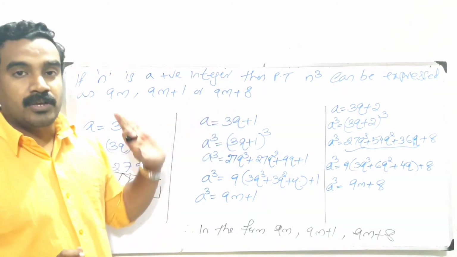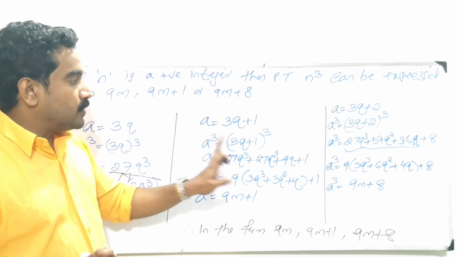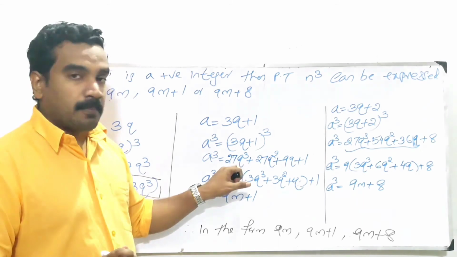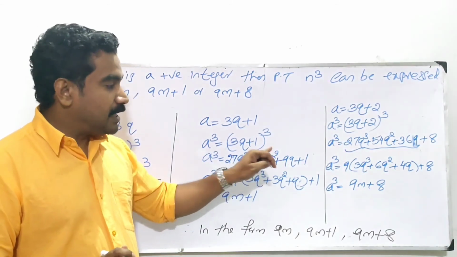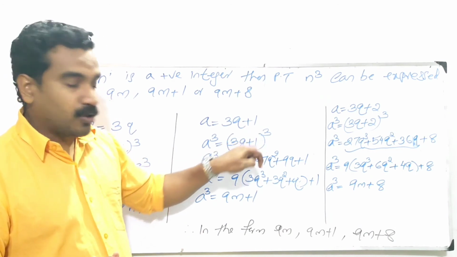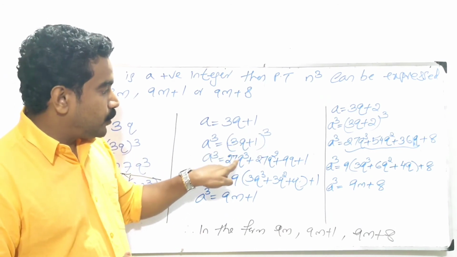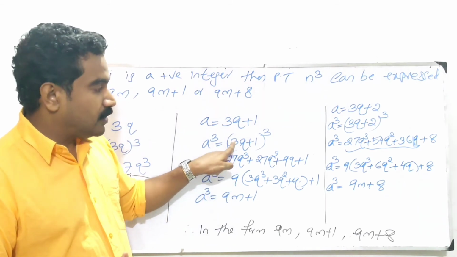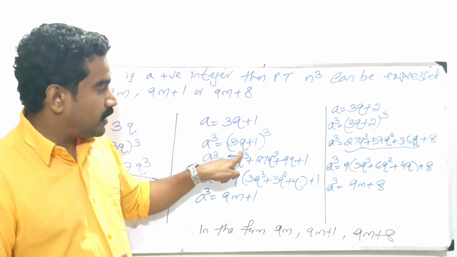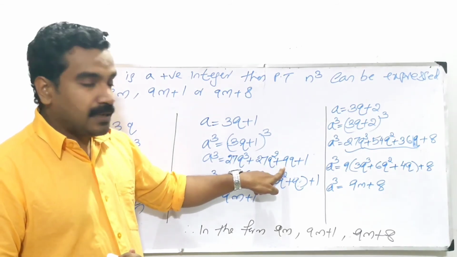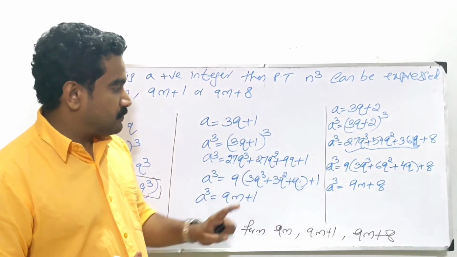Second is a equal to 3q plus 1. We take the cube on both sides: 3q plus 1 whole cube. What is a plus b whole cube? a cube plus 3a square b plus 3ab square plus b cube. So the first term, 3q whole cube, is 27q cube. Then 3a square b: 3 into 9q square, that is 27q square, into 1, 27q square. Plus 3ab square, that is 9q, plus 1.